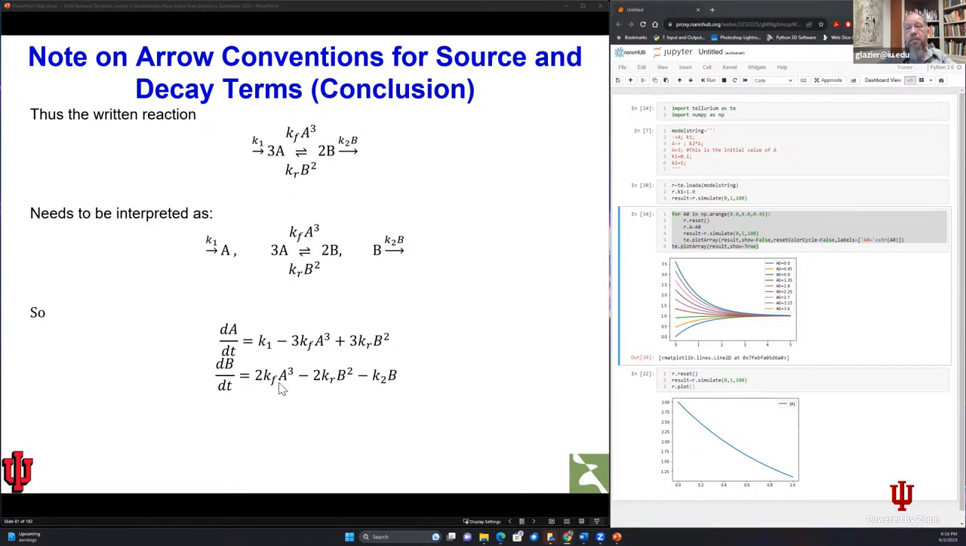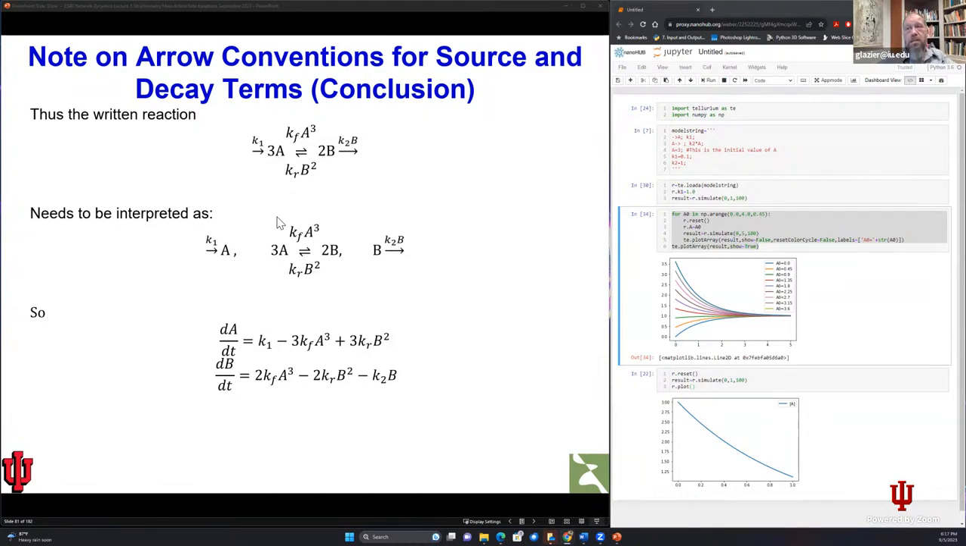dB by dt, I get 2 B's for each reaction, so I get 2 KF A cubed. So for the core, that's fine. The backward reaction, I use up 2 B's to make 3 A's, and that rate is KR times B squared from mass action. And so I get 3 times KR, B squared, the backward rate here, and I use up 2 KR, B squared, the backward rate here. So this is all consistent.